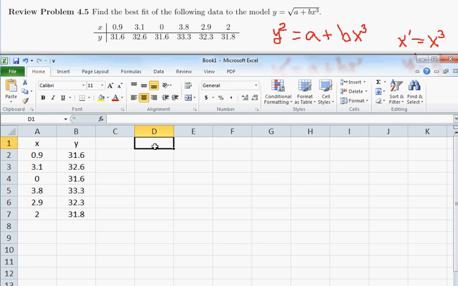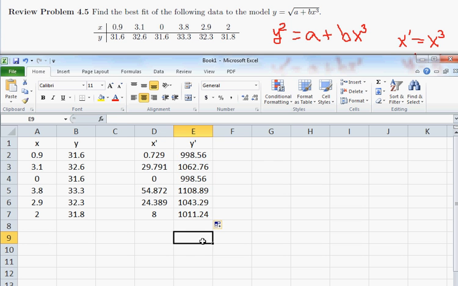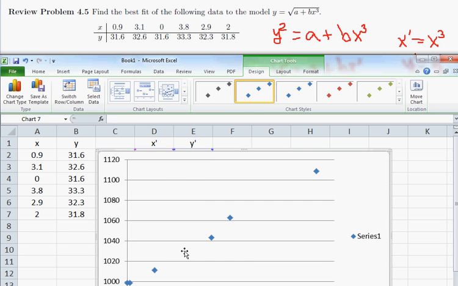Okay, so practically speaking, let's get our x prime and y prime, and we get this. The x values have to be cubed. A2 cubed. So I cube all the x values, and I square all of the y values. And then when I plot this, I do get something that looks decently like a straight line.